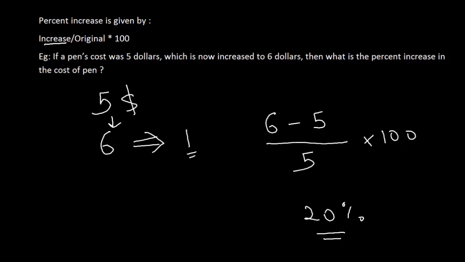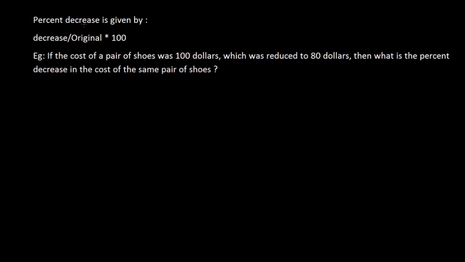I hope this is clear. Similarly, there is a formula for percent decrease. The percent decrease is given by decrease upon original into 100. Now let's see this example. If the cost of a pair of shoes was $100, which was reduced to $80, then what is the percent decrease in the cost of the same pair of shoes?